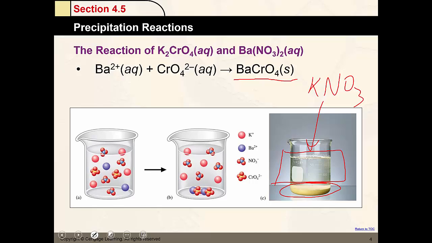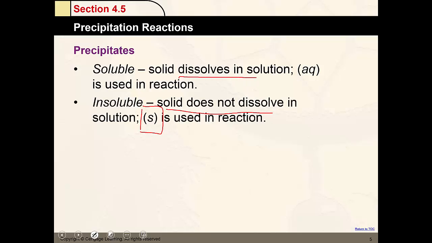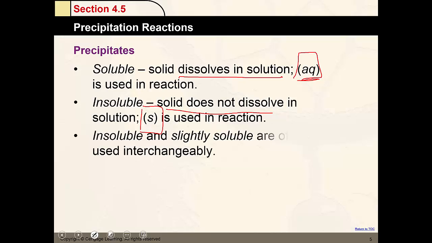Those ions are still in solution. Up here you have potassium ions and nitrate ions that are soluble, meaning they dissolve in solution. So they're still ions when dissolved in water, meaning they are aqueous. So (aq) represents that. Normally we'll just use these two terms: insoluble, which indicates the solid product, the precipitate, and soluble, meaning those ions are still present in solution, and it's aqueous.